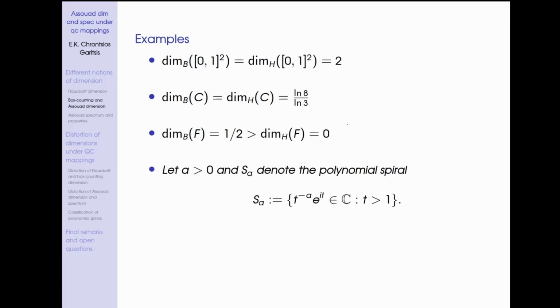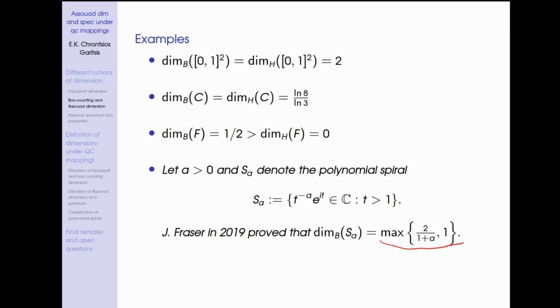And another example that we will talk a bit more about even later on is the polynomial spiral S_a for some positive a. It's defined to be t to the minus a times e to the it on the complex plane for t greater than 1. This spiral was proved by Fraser to have box dimension given by this formula, the maximum of 2 over 1 plus a, comma 1. And it seems natural in a way, because how do these spirals look? They accumulate around 0, and the smaller a is, the longer they take around 0 to accumulate.